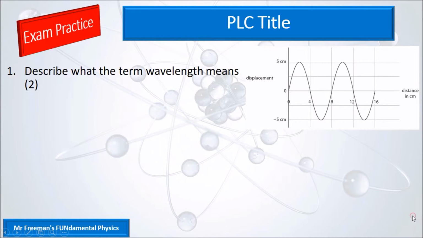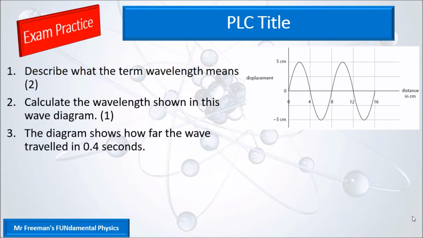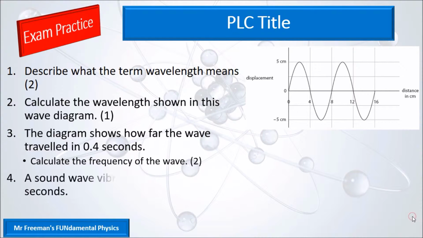Now let's look at some exam questions here. So first one, for 2 marks, describe what the term wavelength means. Second one, calculate wavelength shown in this diagram. The diagram shows how far waves travel in 0.4 seconds. Can you calculate the frequency of the wave? And a sound wave vibrates 30,000 times in 2 seconds. Can you calculate the frequency of the wave?